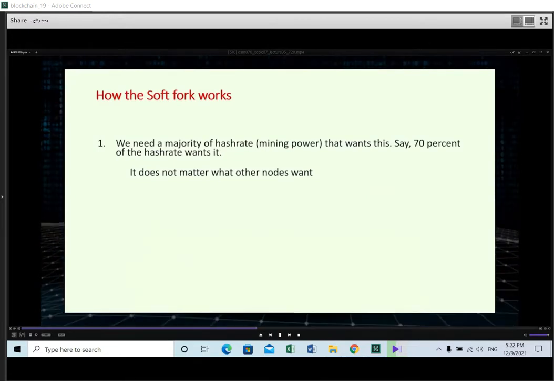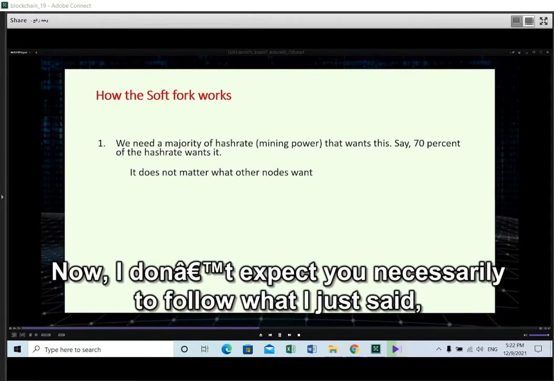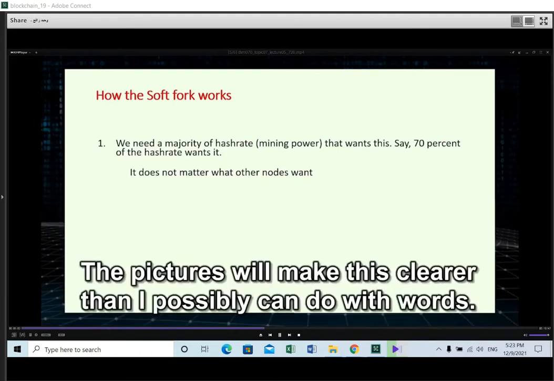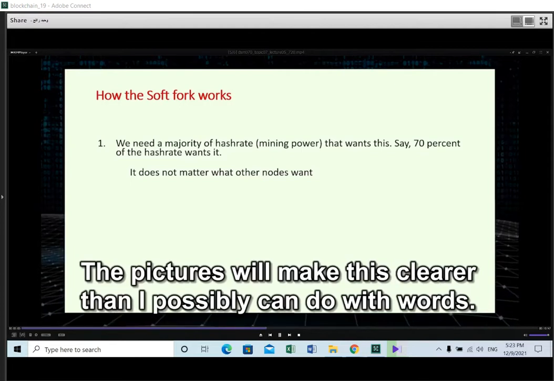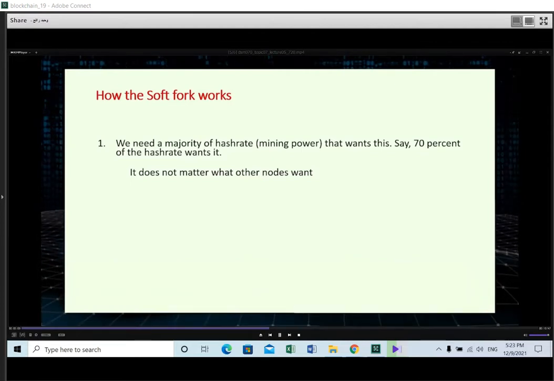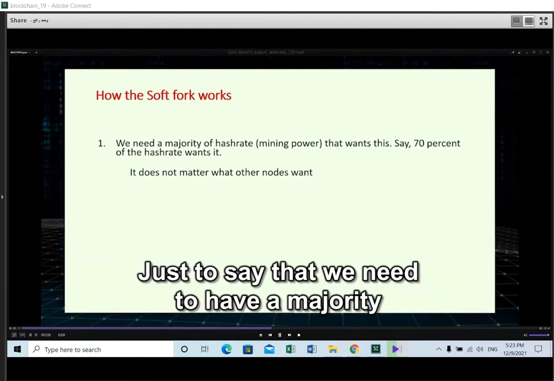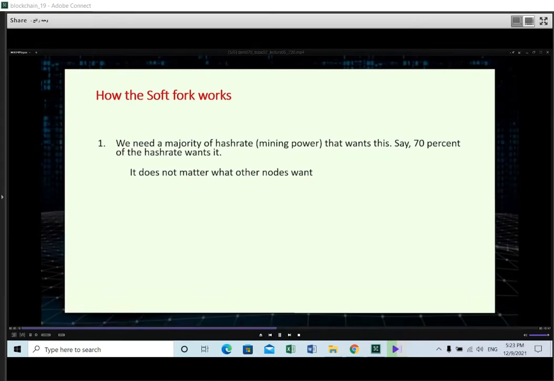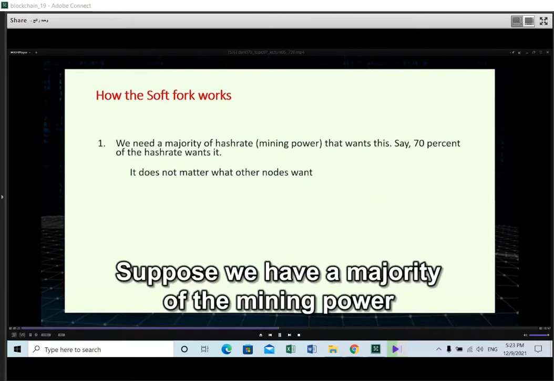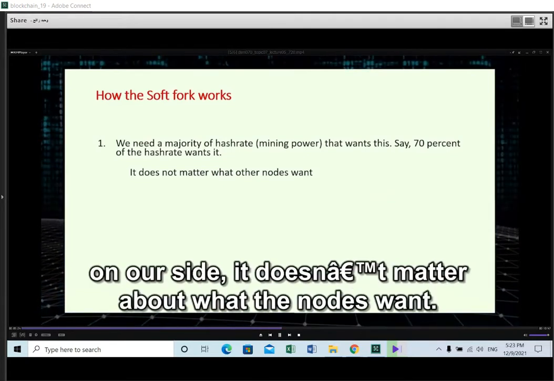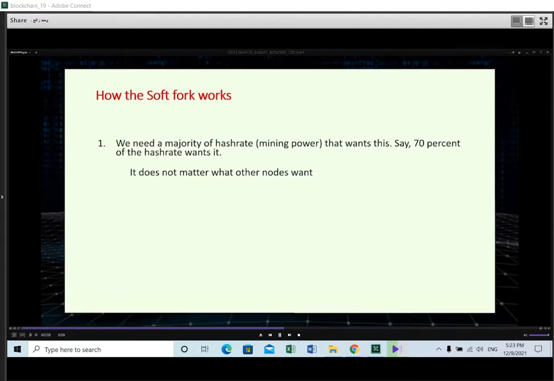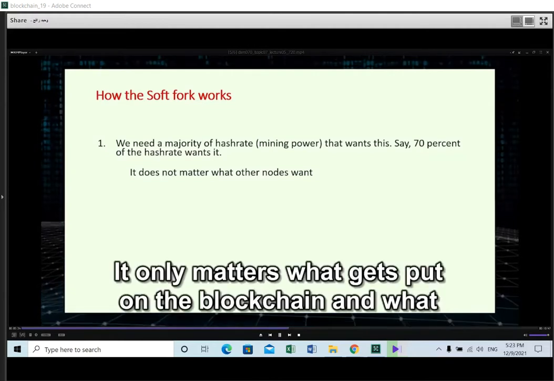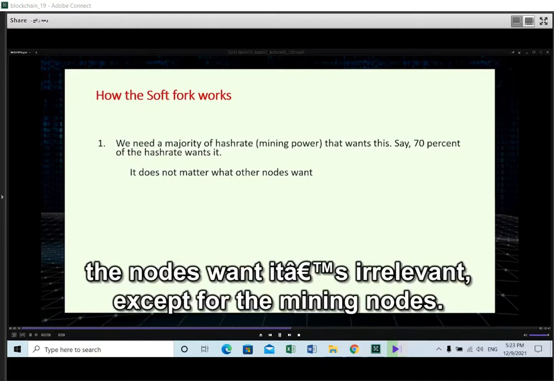Okay. Now, I don't expect you necessarily to follow what I just said, but you can come back and think about that after we see the pictures. The pictures will make this clearer than I possibly can do with words. Okay, so just to say that we need to have a majority of the mining power on our side here. So suppose we have a majority of the mining power on our side. It doesn't matter about what the nodes want. Here democracy goes out the window. We don't really care. It only matters what gets put on the blockchain, and what the nodes want is irrelevant except for the mining nodes.